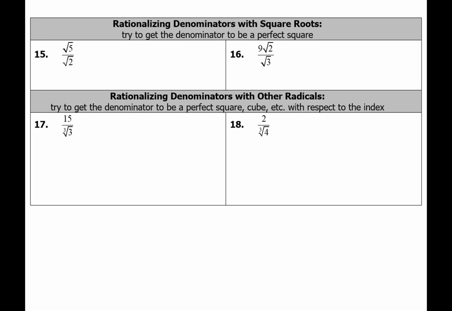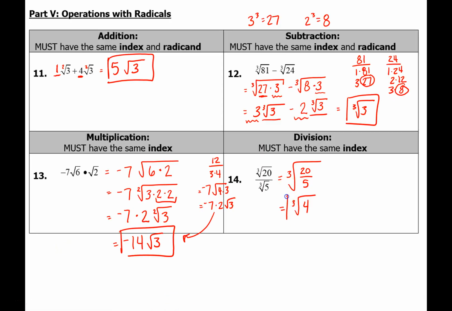And 4 is just 2 times 2. It's not a triplet of anything. So that means I am done with that one. I don't have further simplifying to do. All right, the last thing that we need to do is division when it's not super easy like this one, where 20 was divisible by 5. It gave us a nice answer, and we were all set.